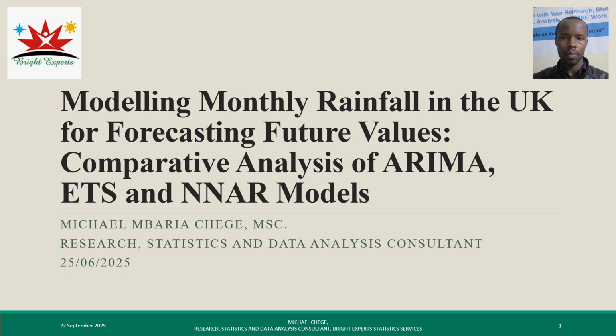Today, we compare three powerful models: autoregressive integrated moving average, ARIMA, error trend and seasonality, ETS, and neural network autoregressive, NNAR models to answer a critical question: which model delivers the most accurate forecasts? Our study focuses on monthly rainfall in the UK. We'll evaluate each model's performance using real-world data, statistical diagnostics, and forecast accuracy.